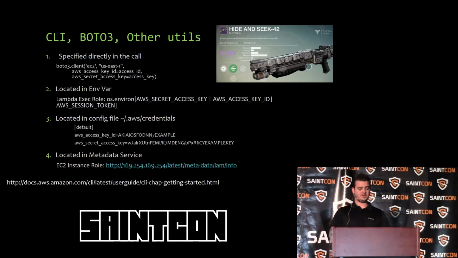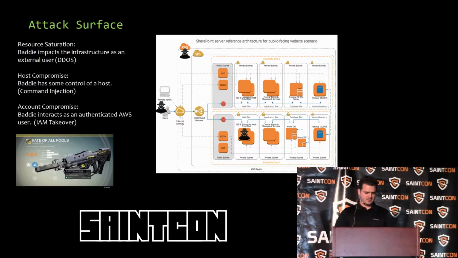Additionally, role information will be stored here. So if you attach an IAM role to an instance, temporary credentials will be set and then rotated in this metadata service. So the CLI and Boto3 utilities know that if it doesn't find credentials in preferences 1, 2, and 3, it can look in the metadata service to see if there's a role that's been configured and attached to that instance. So some attack surfaces.